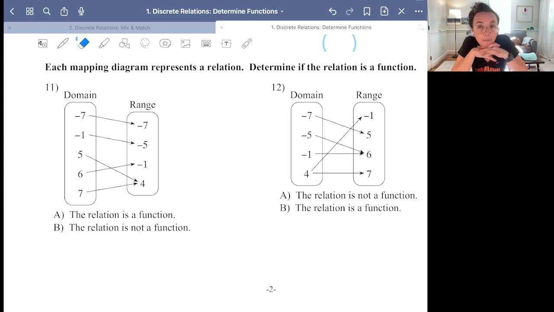I'm an online math tutor, and today we're going to be doing a little bit of math. I'm going to be talking about discrete relations and how to read mapping diagrams. A few of my students are having some issues with this, so I figured I'd make a quick video going over all that we have here.